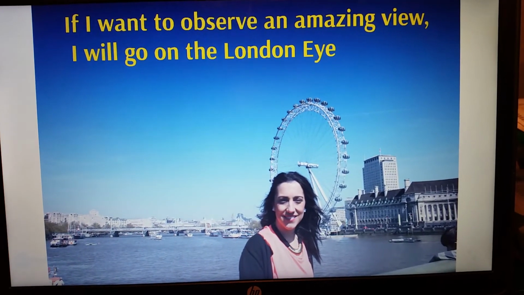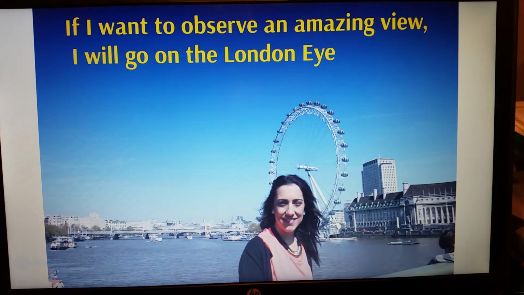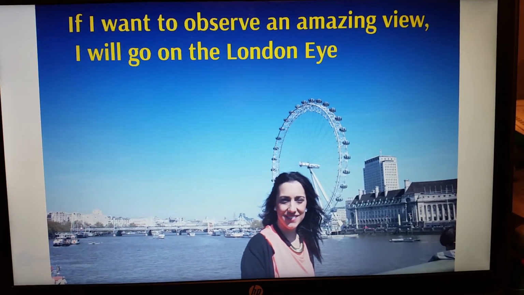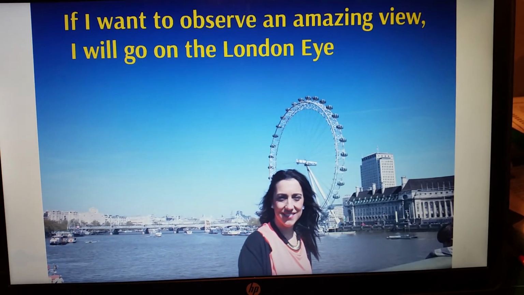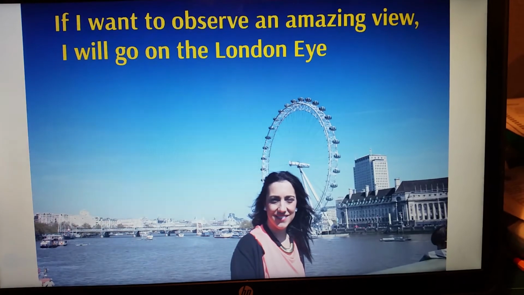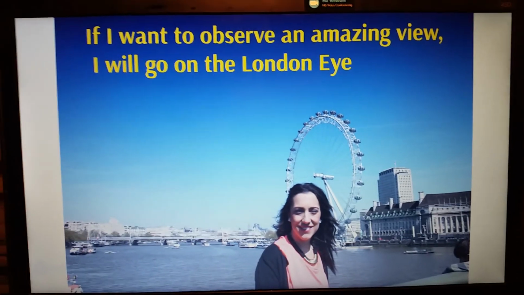And at the end, if I want to observe an amazing view, I will go on the London Eye. Of course, you can figure out other amazing views in London, but there it is going to be the most amazing one.